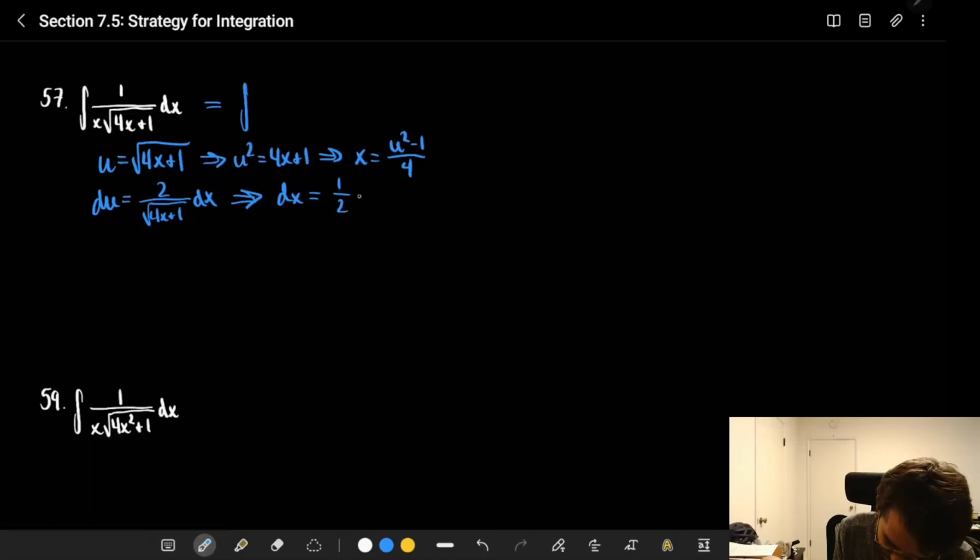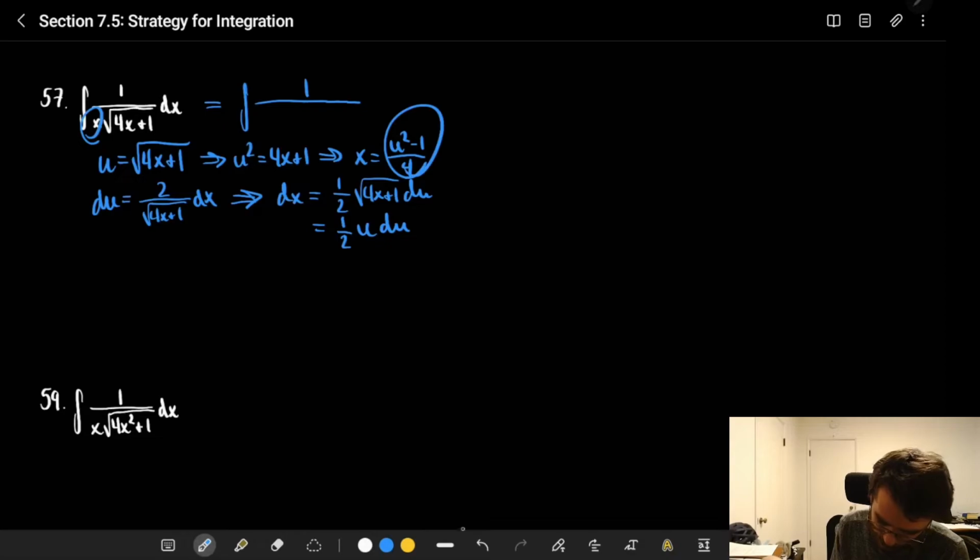1/2 root 4x plus 1 du. But 4x plus 1 under a square root, that's u. So this is half u du. So plugging everything in, the x on the bottom is u squared minus 1 over 4. The square root of 4x plus 1 is u. So I didn't need this much space, but oh well. The dx is 1/2 u du.